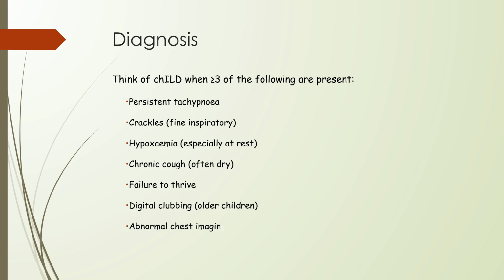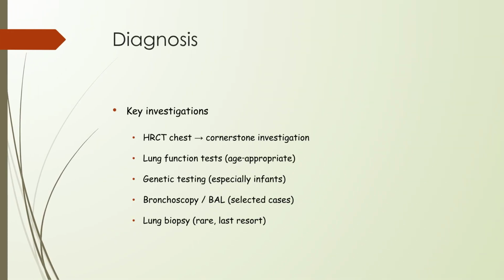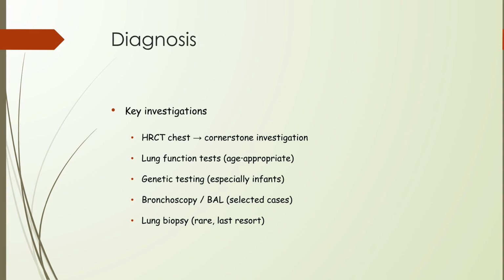Consider CHILD if 3 or more signs are present: persistent tachypnea, fine inspiratory crackles, hypoxemia, chronic cough, failure to thrive, digital clubbing in older children, or abnormal chest imaging. Key investigations for diagnosis include HRCT of the chest as the cornerstone, age-appropriate lung function tests, genetic testing, bronchoscopy, and, rarely, a lung biopsy as a last resort.